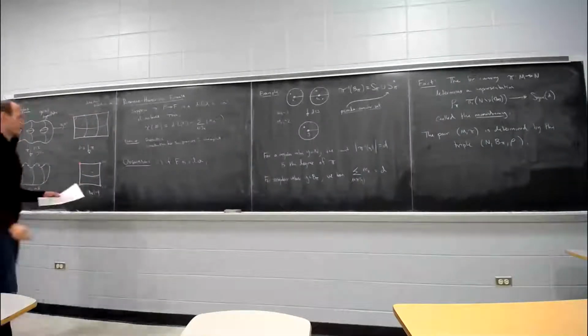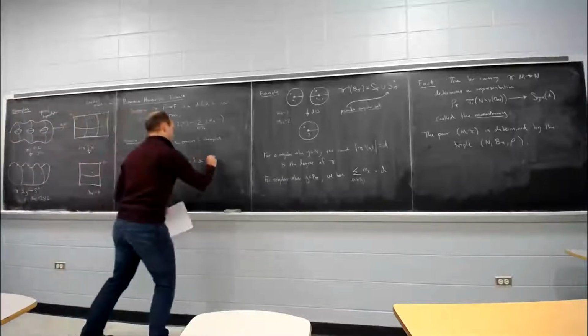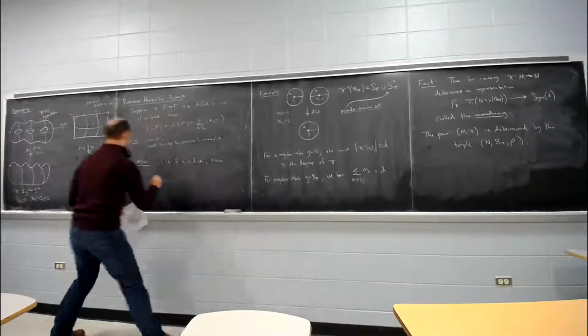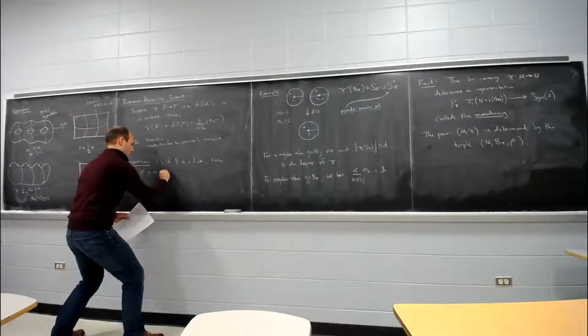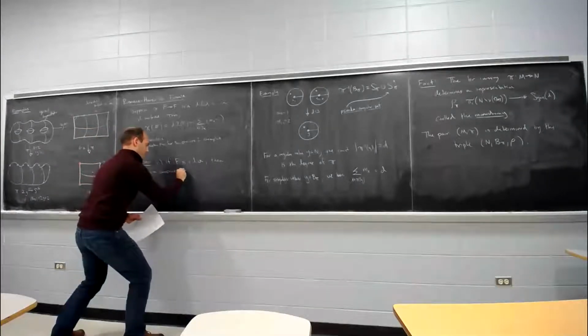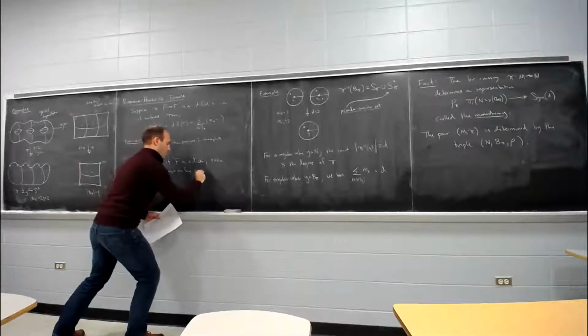But the point is that if F is a disk, then F tilde is a compact surface with non-empty boundary.